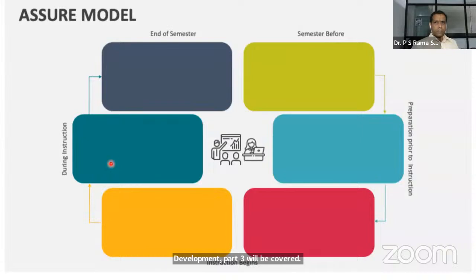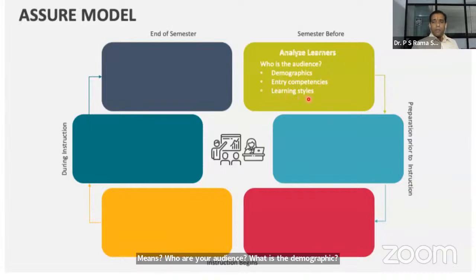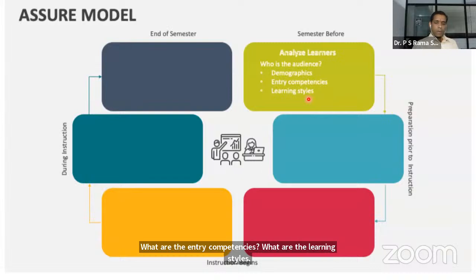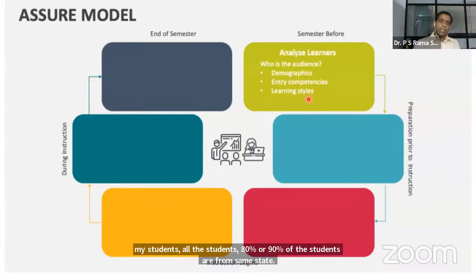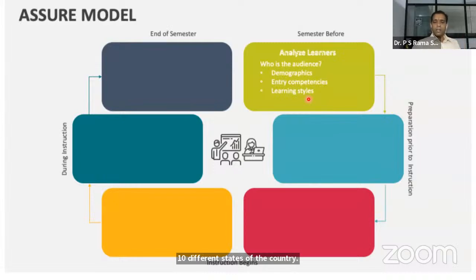So the Assure model, you can see here, typically for a semester, before the semester, if you have to do the analysis, the best way is to analyze the learners. Means who are your audience? What is the demographic? What are the entry competencies? What are the learning styles? Before the semester begins, you have to do this job for giving the best learning experience. Are my students, 80% or 90% of the students, from the same state? Or no? Or I have got students from 10 different states of the country. Or I have got students from 3 or 4 different countries.